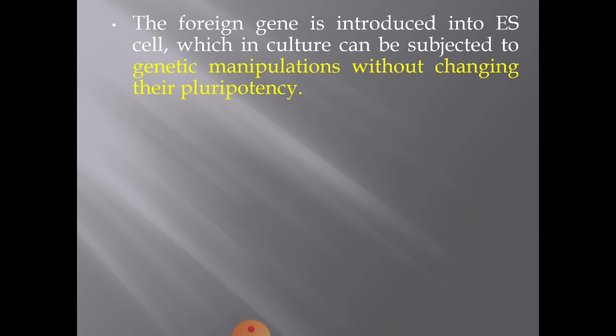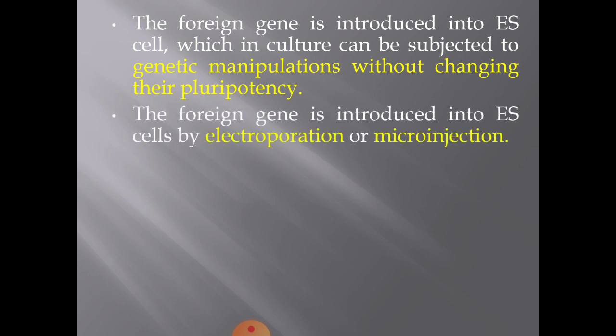The foreign gene, that is the gene of your choice, is introduced into this ES cell or embryonic stem cell, which in culture can be subjected to genetic manipulations without changing their potentiality, that is, without changing their pluripotent nature. Now, the foreign gene is introduced into these ES cells either by electroporation or microinjection, both of which I have taught you in my previous lectures.